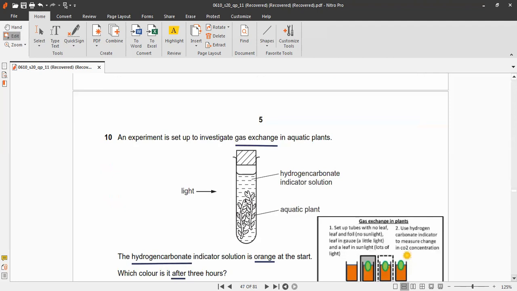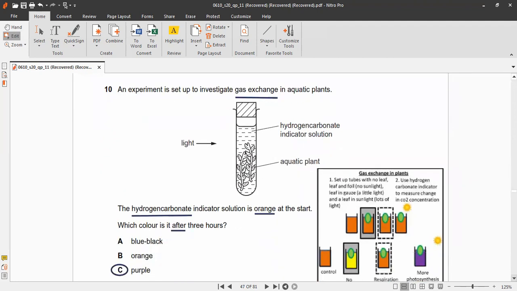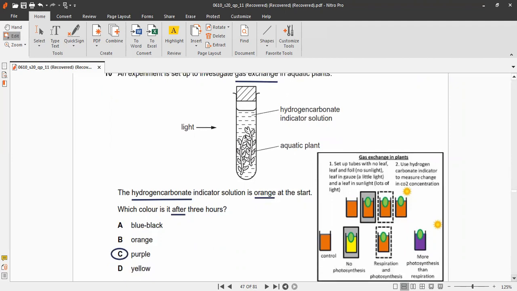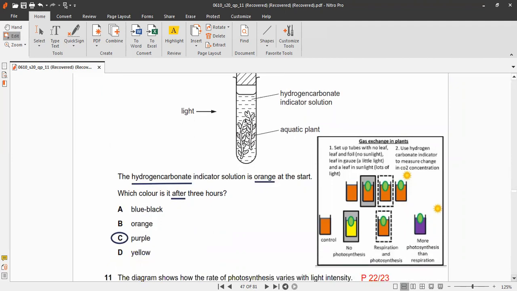An experiment is set up to investigate gas exchange in aquatic plants. The hydrogen carbonate indicator solution is orange at the start. Which color is it after 3 hours? Yes, the correct answer is purple.